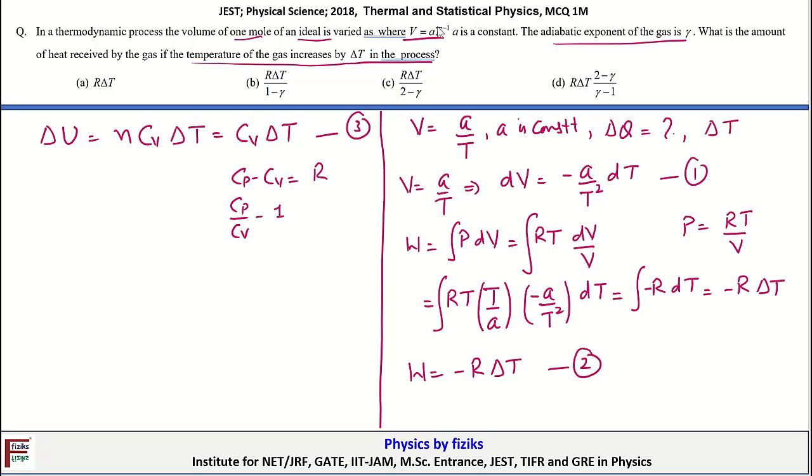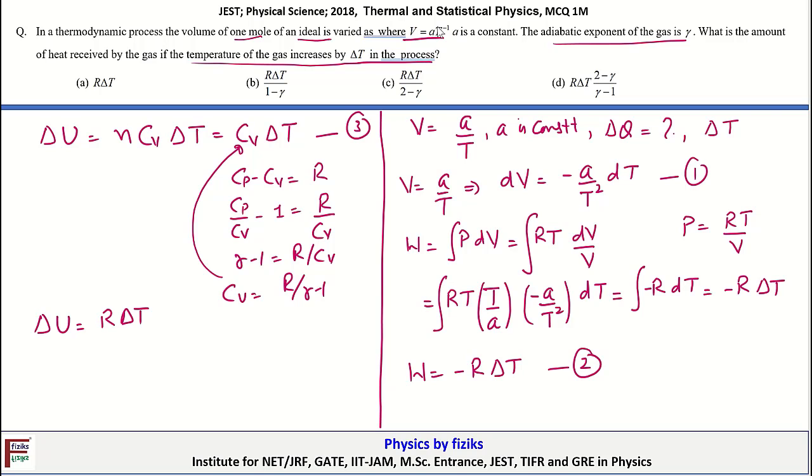Cp by Cv minus 1 is equal to R by Cv. So Cp by Cv is gamma, so gamma minus 1 is equal to R by Cv, or Cv is equal to R upon gamma minus 1. So make this substitution here, so that gives you delta U equal to R delta T upon gamma minus 1. Let's call this equation 4.